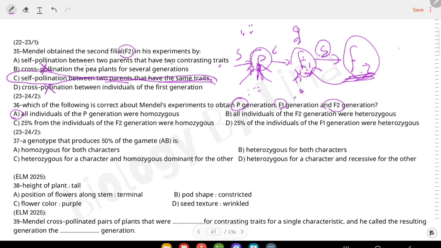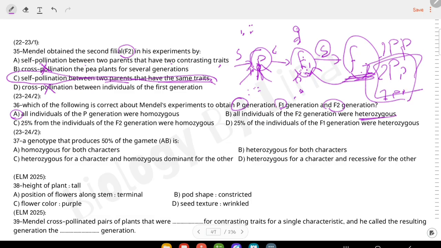Actually, in F2, we have one of them is P capital, P capital, two of them are P capital, P small, and one of them is P small, P small. So he said that all of them are hetero. This is incorrect. It's only 50%, 50% of them are hetero.